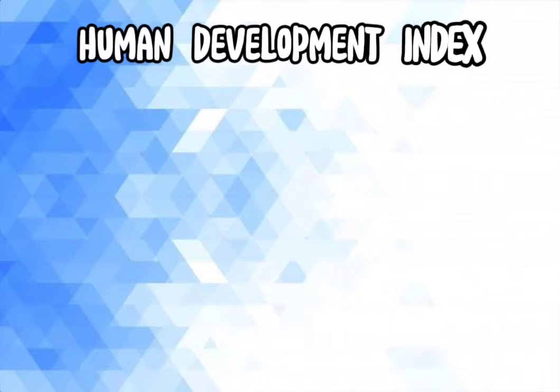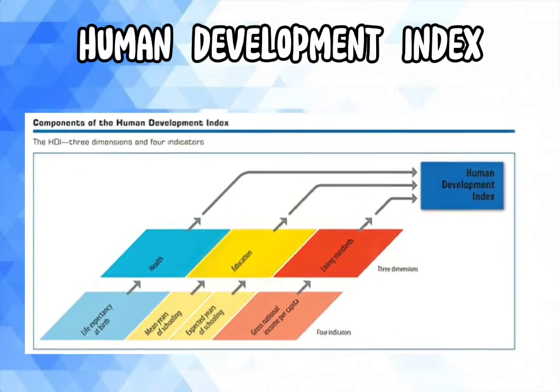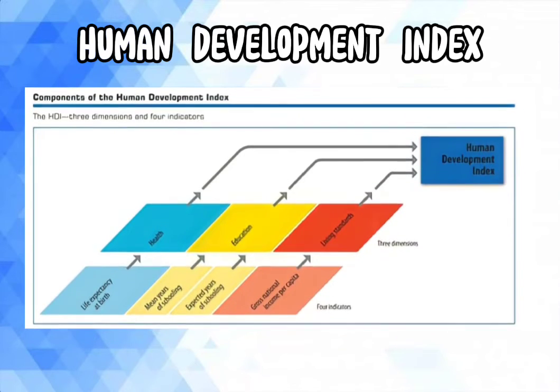So this is the component of the Human Development Index. What is the Human Development Index? It is a composite indicator developed by the United Nations which comprises several social and economic indicators in order to provide a more accurate and balanced idea of a country's level of development. HDI uses a real rather than gross GNP per capita figure.